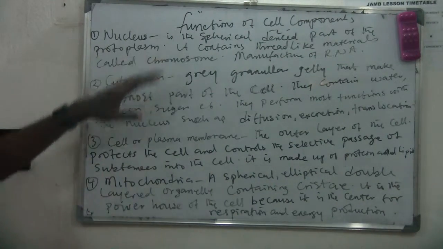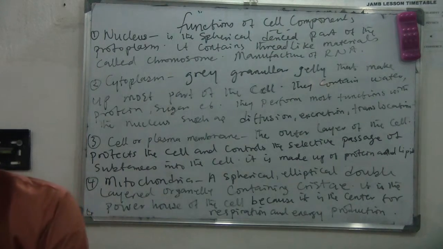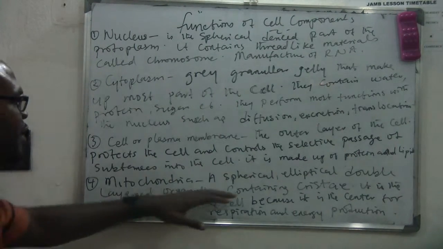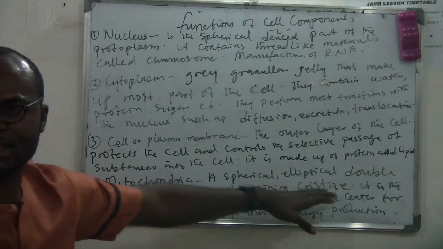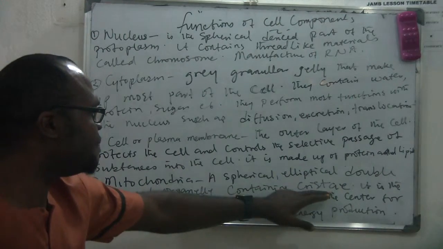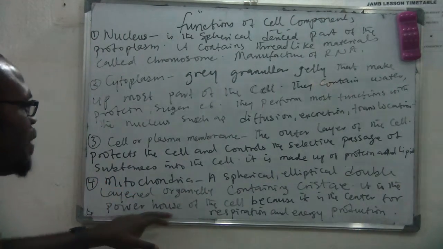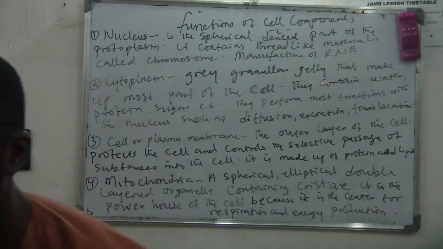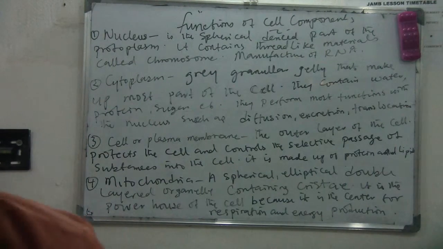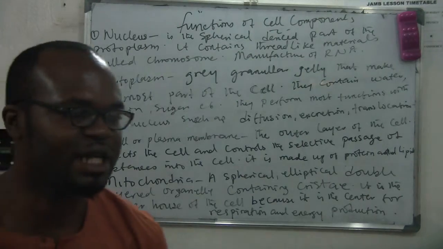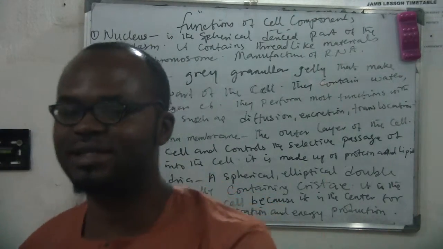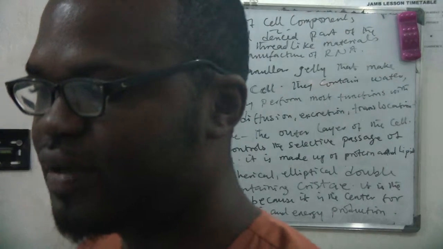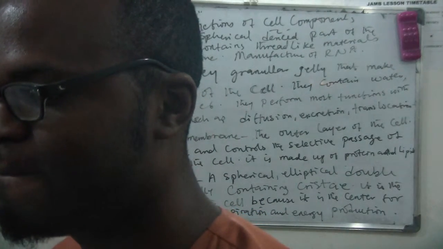Now we'll talk about another component known as mitochondria. The mitochondria is a spherical or elliptical double-layered organelle containing cristae. It is regarded as the powerhouse of the cell. And JAMB is going to ask you which of the following components of the cell is regarded as the powerhouse of the cell. You should know that it is the mitochondria. Why is the mitochondria the powerhouse of the cell? Because it's the center that is responsible for respiration and energy production in the cell.